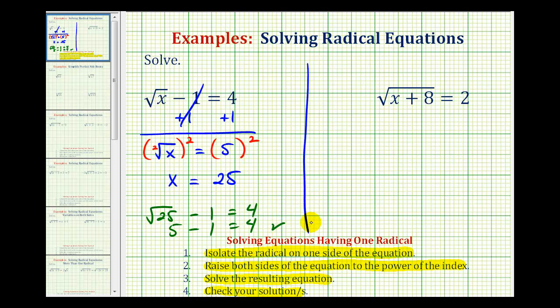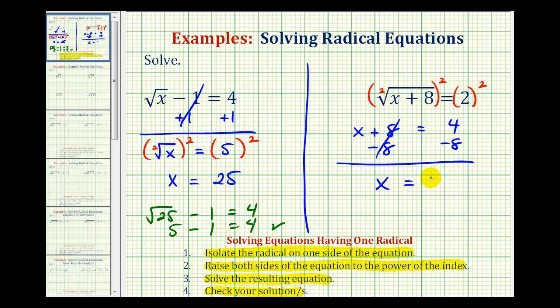Let's take a look at our second example. In this equation, notice how the square root is already isolated on the left side of the equation. And again, because it's a square root and the index is 2, we're going to square both sides of the equation. So the square root of x plus 8 squared simplifies to just x plus 8. And on the right side, we have 2 squared, which is equal to 4. And now to solve for x, we'll subtract 8 on both sides. This is 0, so we have x equals negative 4.